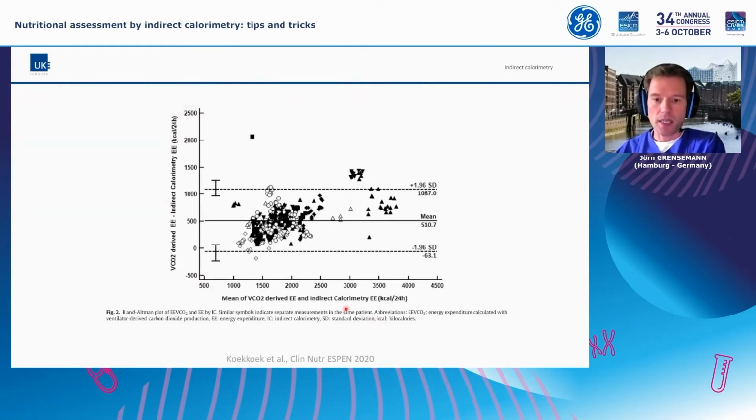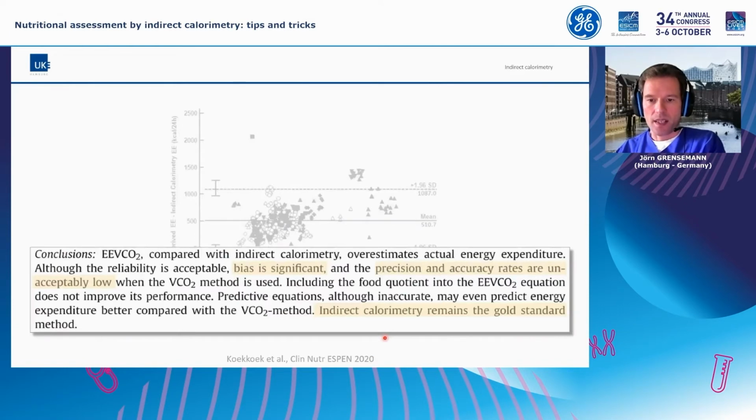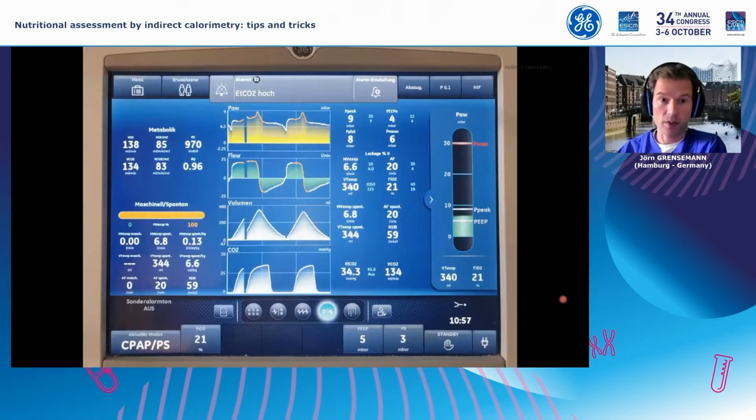But looking at carbon dioxide release estimation of energy expenditure in a follow-up study published last year, the authors concluded, and I couldn't do this better, so I just copied it, that the bias of this method is significant and precision and accuracy rates are unacceptably low using this method, and that indirect calorimetry remains the gold standard. So this apparently does not work very well.